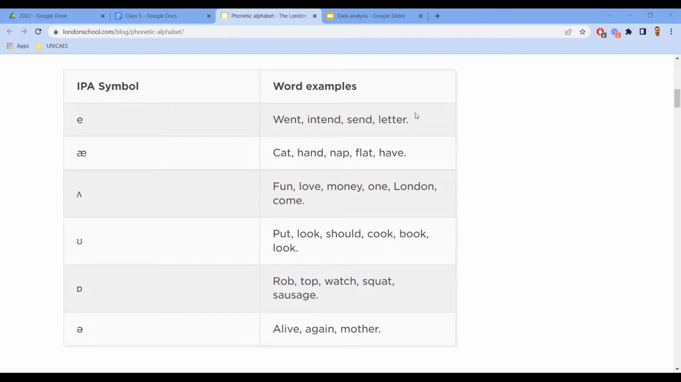Remember, the symbols normally are written between brackets, right? So to identify or to teach them, you have to tell the students that you are using a different symbol to differentiate between what a sound is and what a normal spelling is.